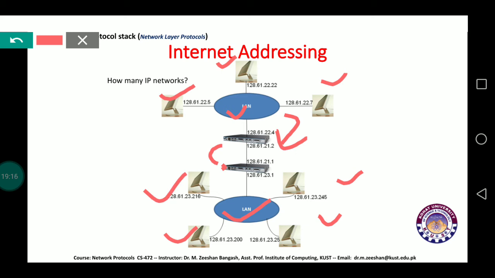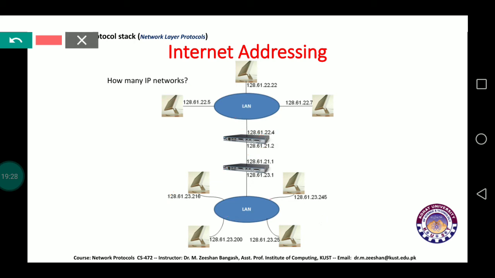So this is an example of how the IP address has been assigned to different hosts, or to a particular interface of the intermediate node, which we call a router or bridge or a switch.